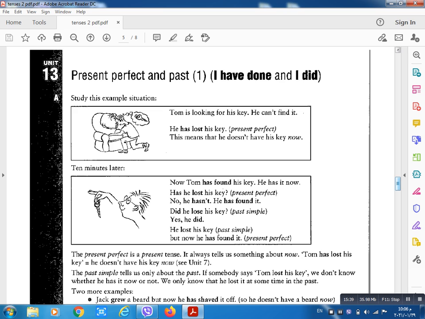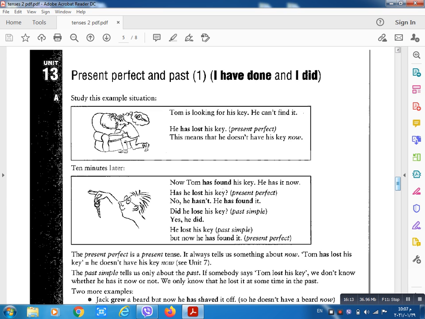See? Look, here the traditional example of showing the present perfect and past simple. Tom is looking for his key. He can't find it. He has lost his key, present perfect. This means that he doesn't have his key now. We have to show the connection with now. What about ten minutes later? Now Tom has found his key.